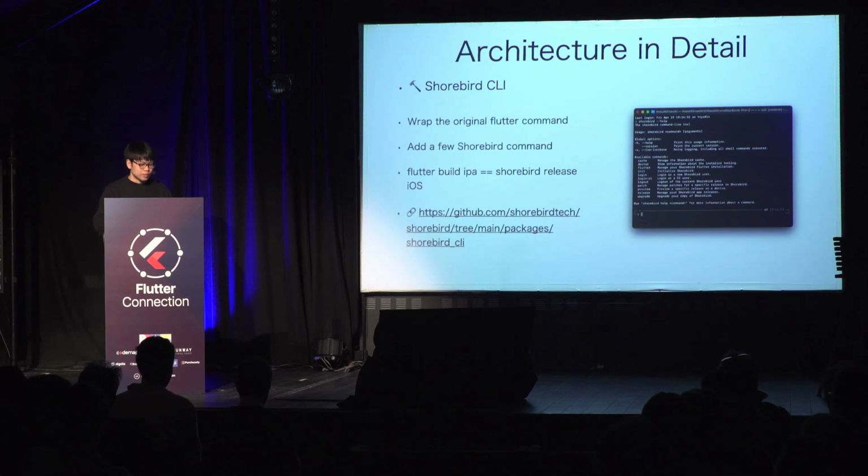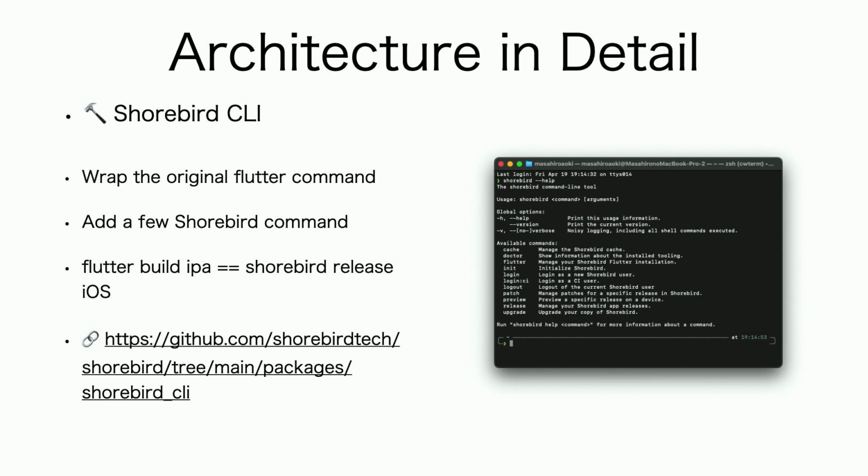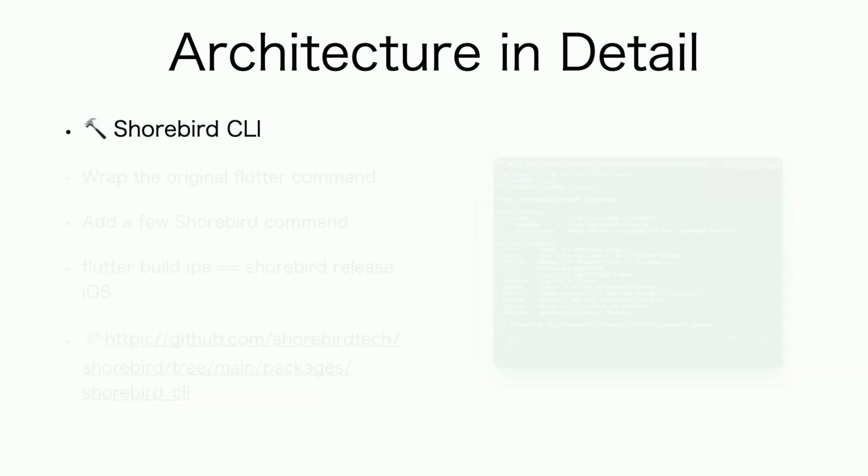The Shorebird CLI wraps the original Flutter command and adds a few Shorebird commands. So Shorebird's command for creating an IPA file is very similar to flutter build ipa. And the code of the CLI is open source for transparency, so you can go to the Shorebird repository and check the code. And as I said, the CLI is just a wrapper of the Flutter command, so you can use the Flutter command with the Shorebird CLI. I'll explain this later.